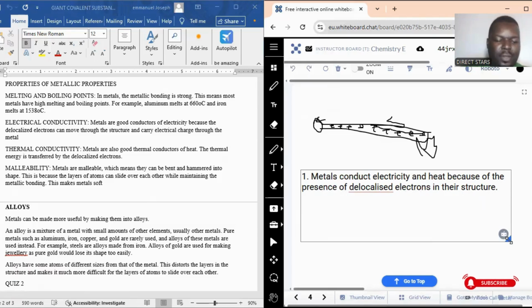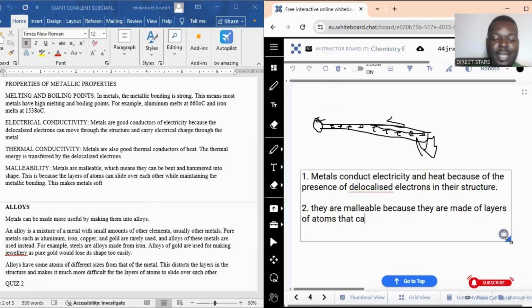And secondly, for malleability, they are malleable because they are made of layers of atoms that can slide over each other. So these are very, very important for us to note.